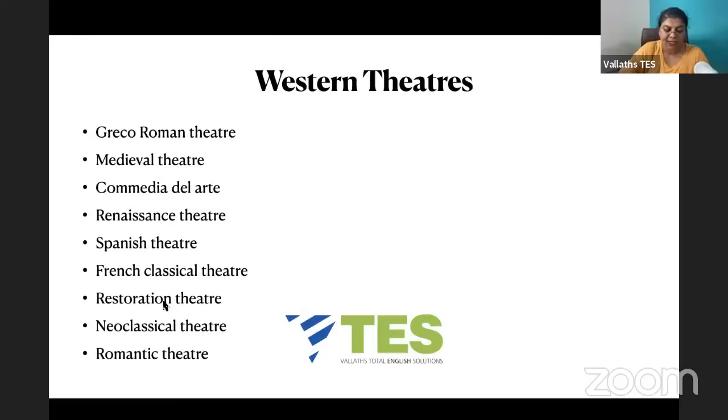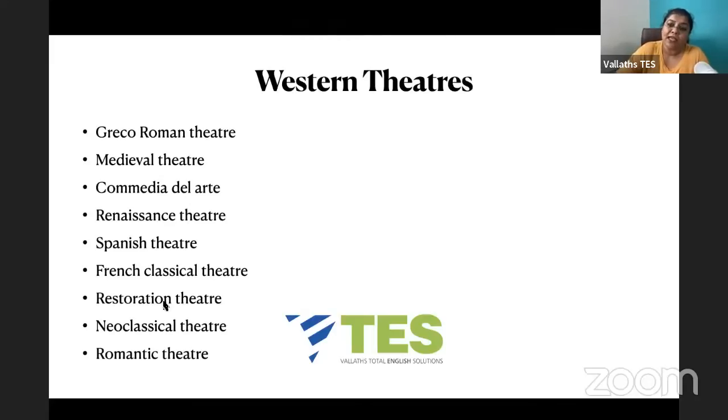Rakshita pointed out. Potato also pointed out. What did you point out? Women actors started acting in Restoration Stage. Very, very important. Women actors for the first time came in Restoration Stage. And also, you should look up who are the major women actors in England. Earliest actresses in Restoration Stage, they will ask one question about it. Will you remember, guys?